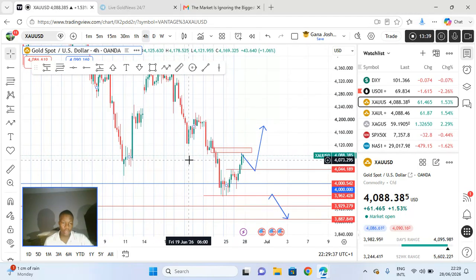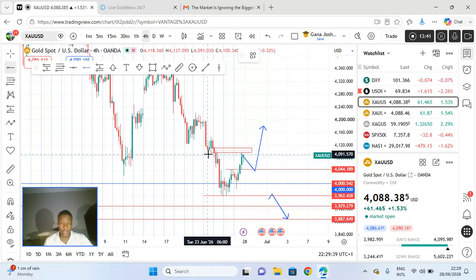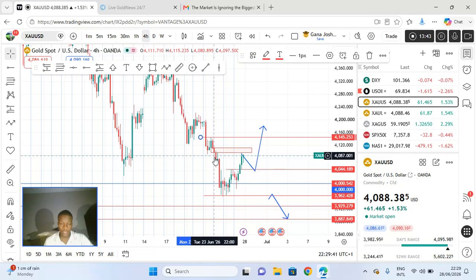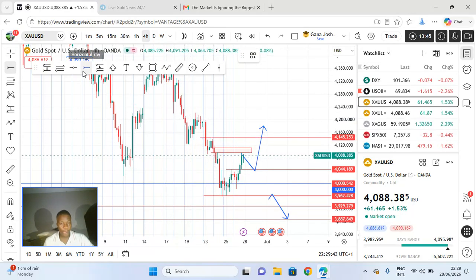There's a whole lot of sell side liquidity. I could see there's liquidity here. There's a whole lot that price will be coming from. There's liquidity here. There's liquidity in this zone.